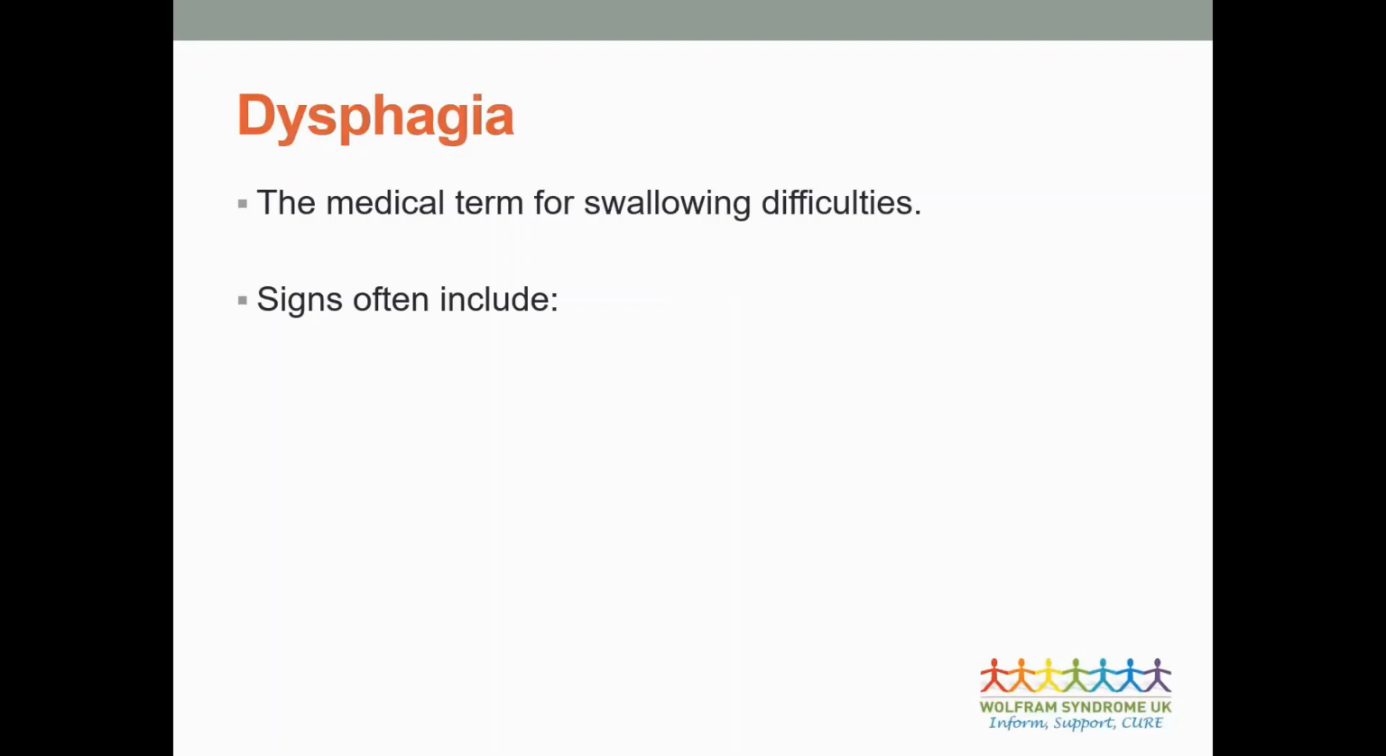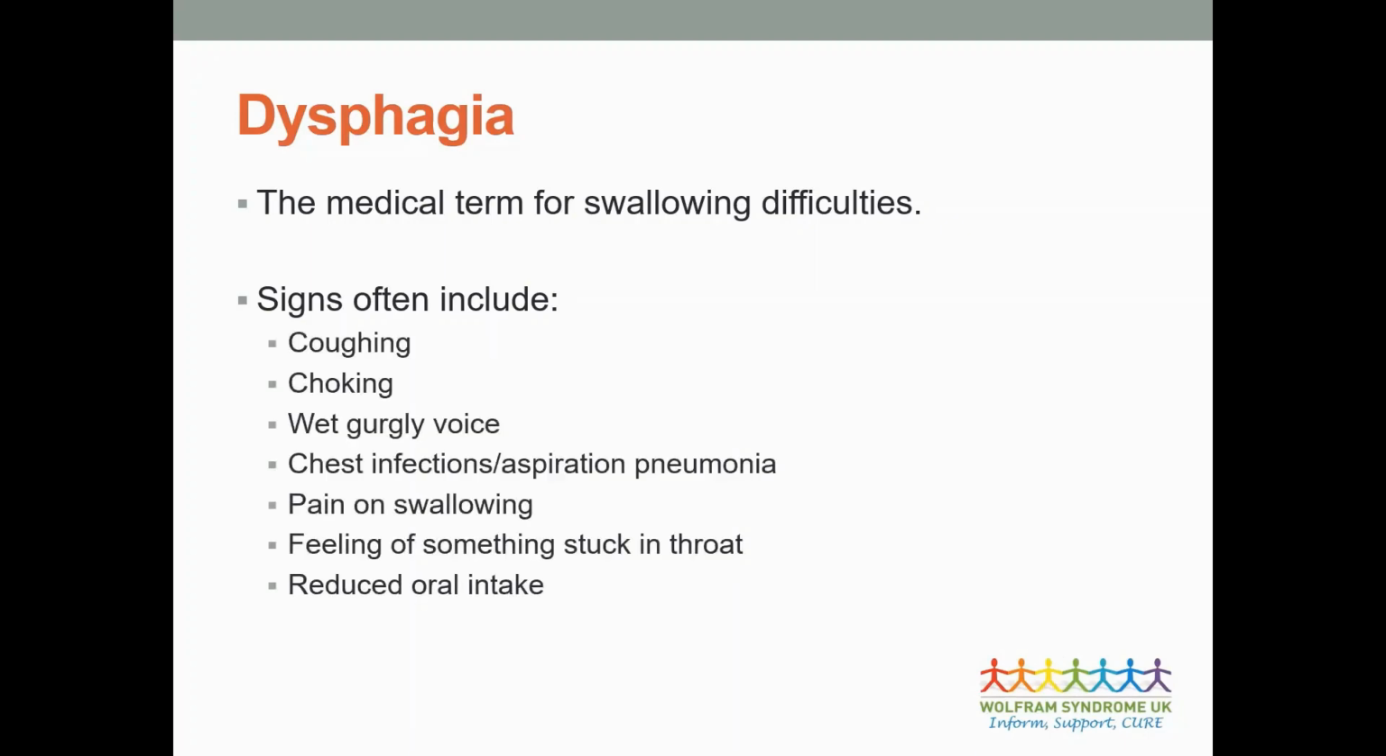And signs or symptoms of this can include coughing when eating and drinking, choking, a wet or gurgly sounding voice after you've had a drink, repetitive chest infections, or aspiration pneumonia. So aspiration is when particles of food or drink go down into our windpipe rather than our food pipe, and they can sit in our lungs and cause an infection. So that's what aspiration pneumonia is.